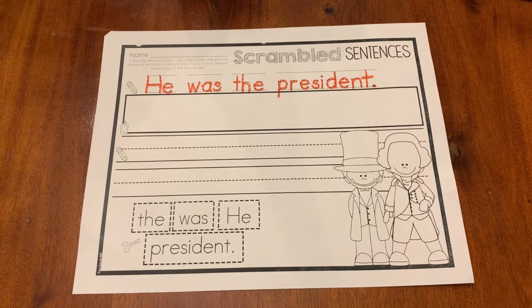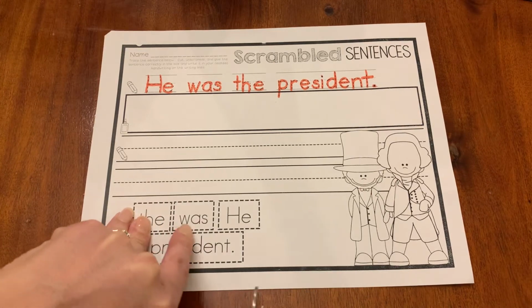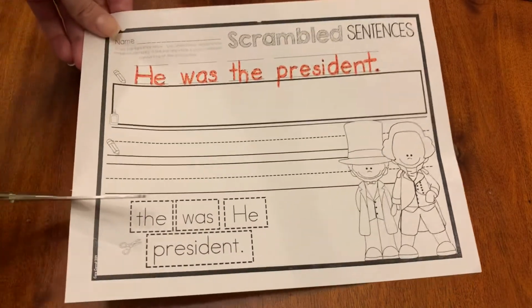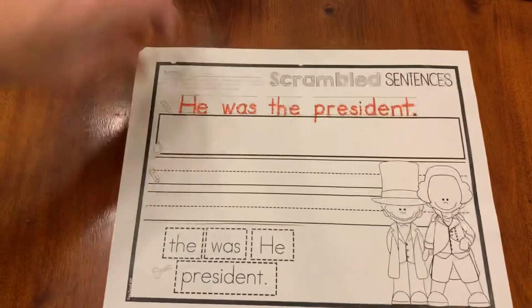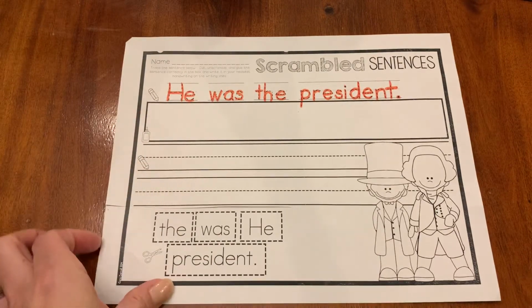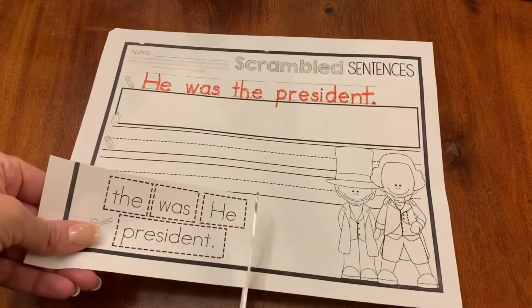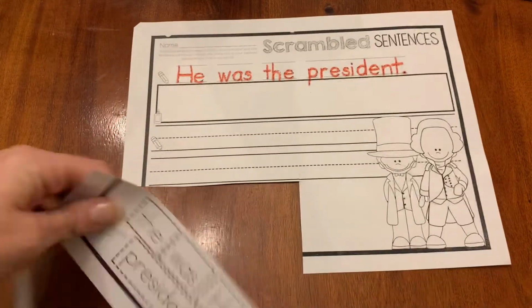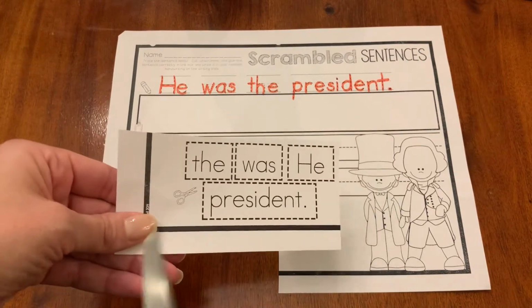Okay, when you are done tracing the sentence at the top, you are going to need your scissors and your glue stick. We are going to cut on the dotted lines. I'm just going to cut a rectangle around the words. There we go. Now I have 5 words.